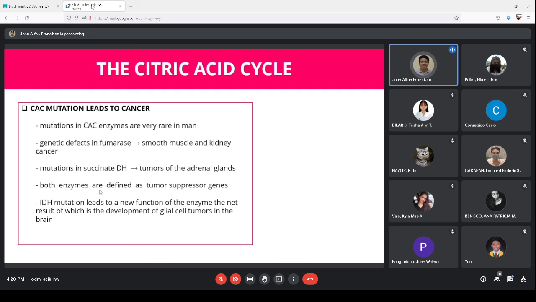Do you have any questions? It was short, just 1 hour and 20 minutes. We should have finished early earlier. So forgive me guys, I overslept. Right? So this is the citric acid cycle. Do you have any questions?